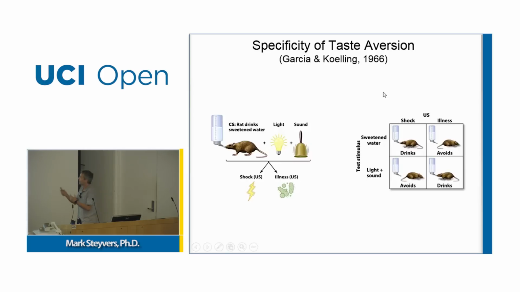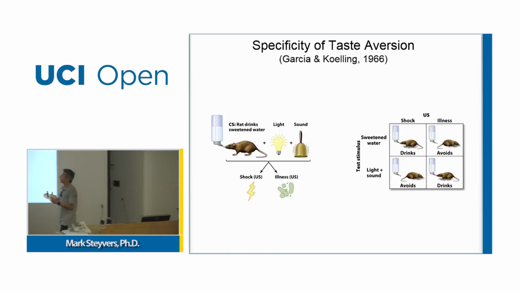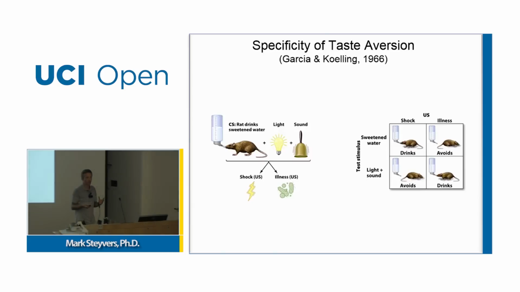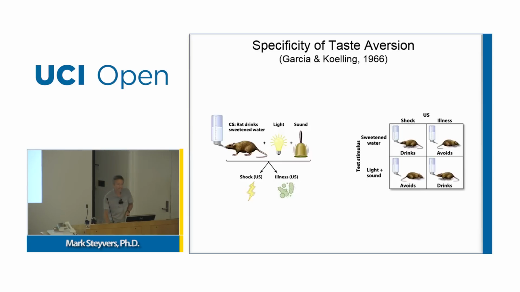So this experiment seems complicated, but the conclusion is very simple. For a rat, it's very natural to associate illness with the taste of water. It's very natural to associate the shock with the light and sound. But learning these other associations is less natural, and the rat will simply not learn it.